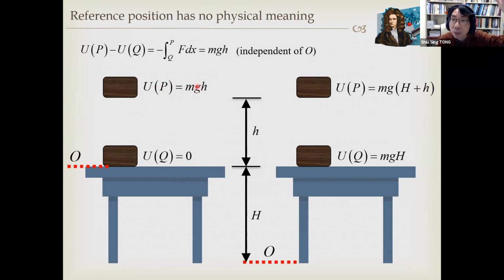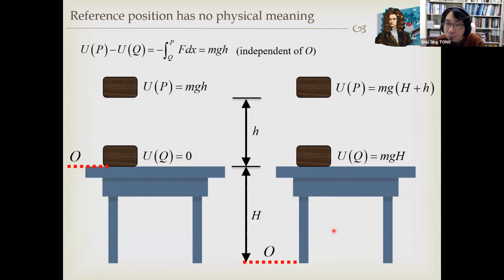Then of course you know at this position the potential energy is mgh, right? That is what you learned in high school. So the value depends on how you choose the reference. If you choose the reference to be the surface of the table, you get 0 potential energy at the table, and at the height h above the table, you get mgh.